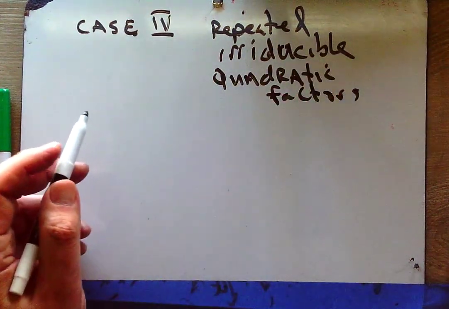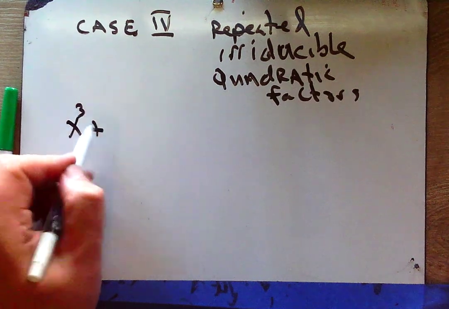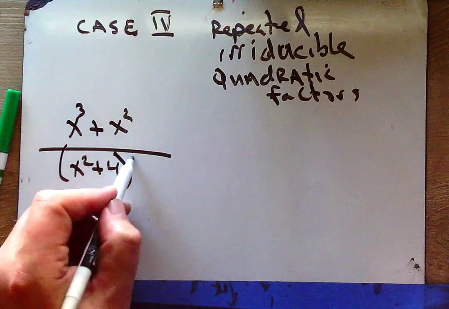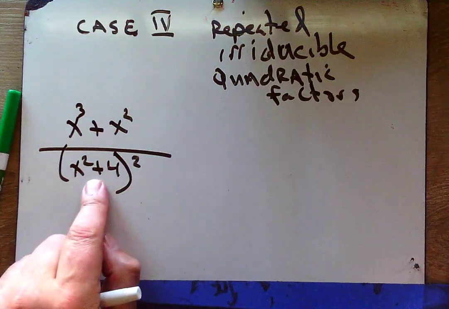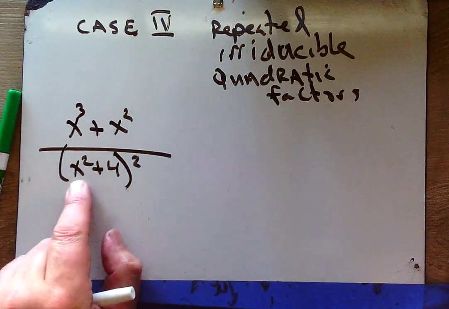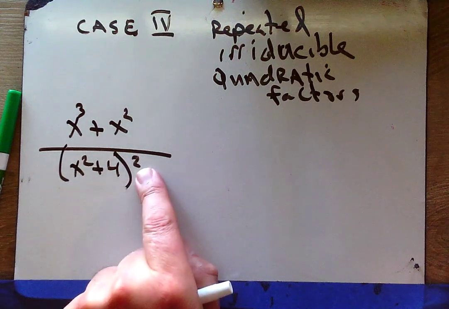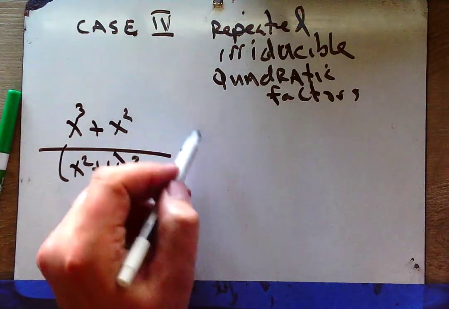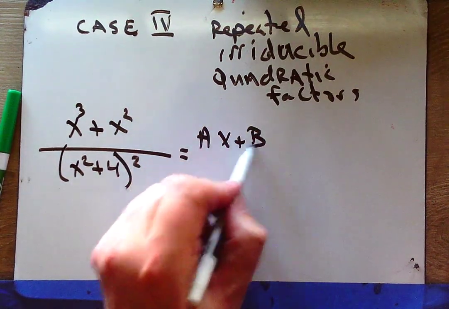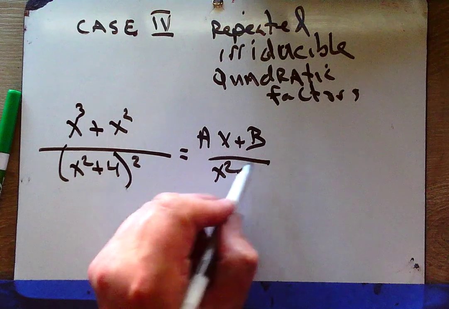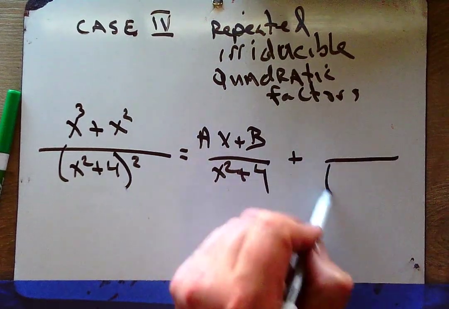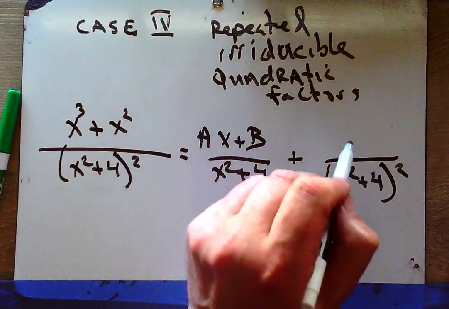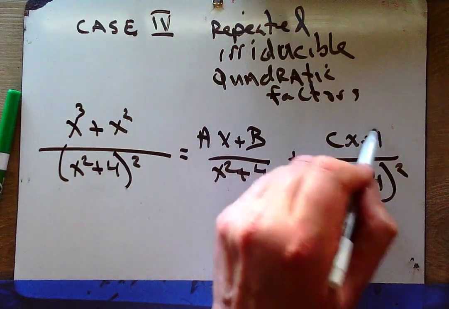So if I have something like this, x to the third plus x squared over (x squared plus 4) squared. Well, look, that's a sum of squares. This only factors with imaginaries. And I've got it squared. So we have to represent all the power possibilities. ax plus b over x squared plus 4. But I could also have that x squared plus 4 squared case. And up top, cx plus d.